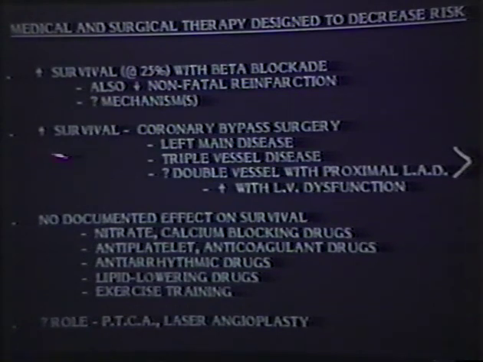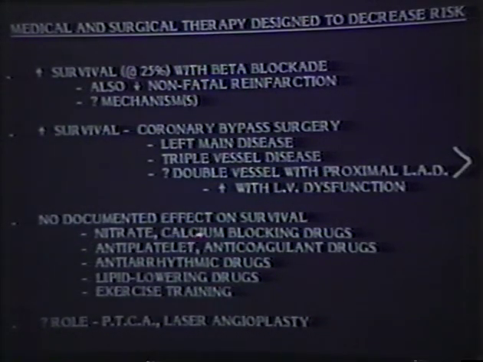We also know that there is improvement in survival with coronary bypass surgery, certainly with left main disease, with triple vessel disease, and based on the European data, with double vessel, if one is a proximal left anterior descending or the first septal perforator, particularly in the setting of ventricular dysfunction. Important in that so many of our therapies that we use have not been documented to improve survival.